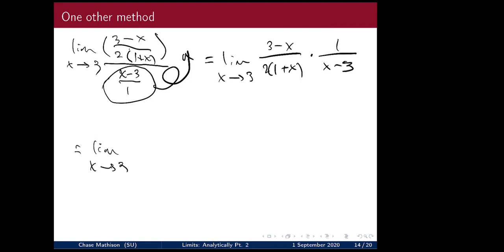Yeah, exactly. This is really 3 minus x. I can rewrite that as negative x minus 3, right? And then when I do that, it's very clear that those cancel, right? The negative doesn't cancel. I still have a negative up top. But when I cancel those, I get negative 1 over 2 times 1 plus x.